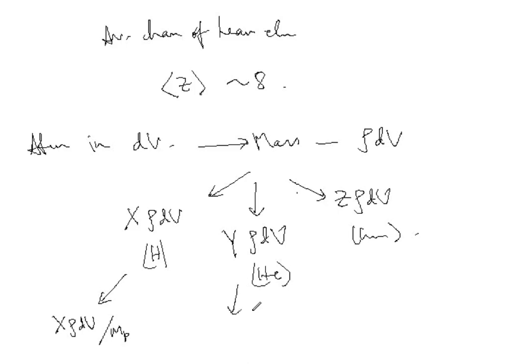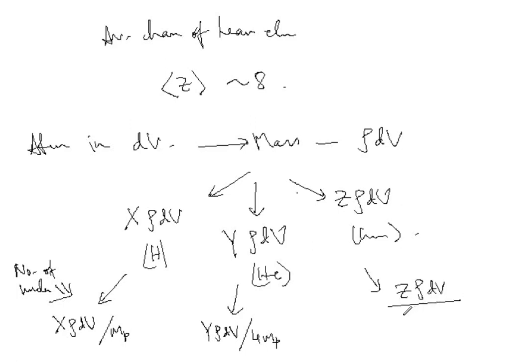And what is the number of helium nuclei? The number of helium nuclei is y rho dV divided by 4 times mp. So this is the number of nuclei. And the same for heavier elements: it is z rho dV divided by twice Z average times mp. Okay.